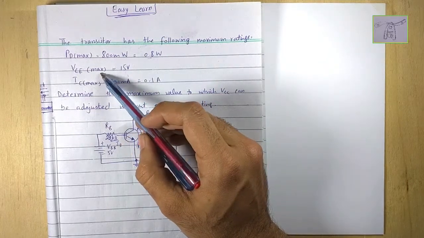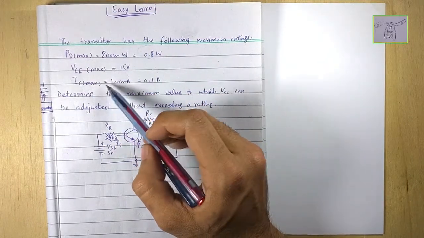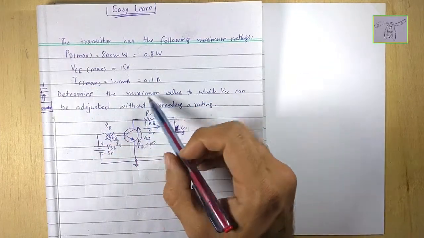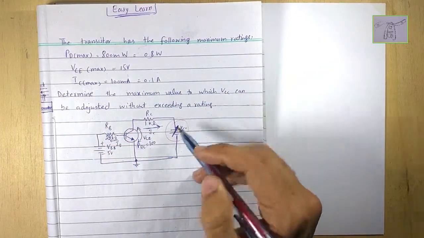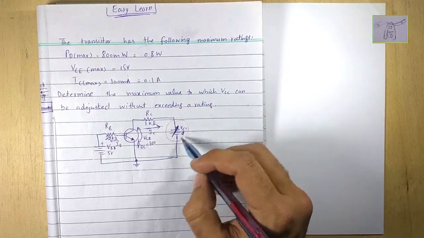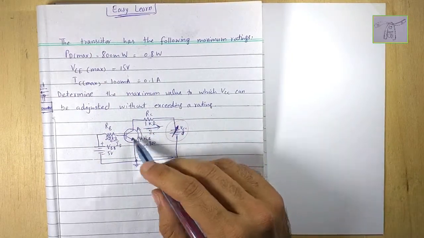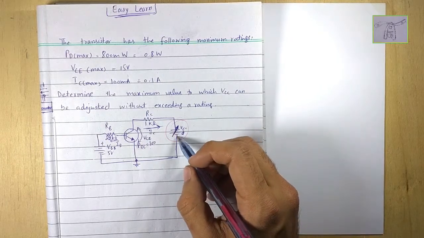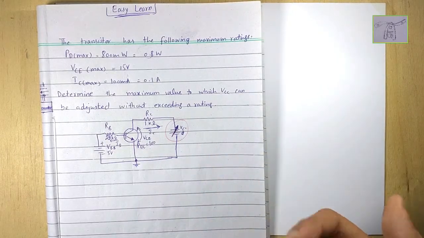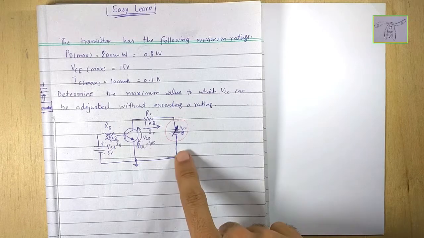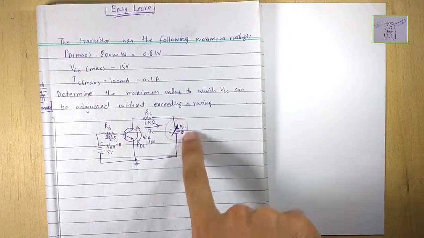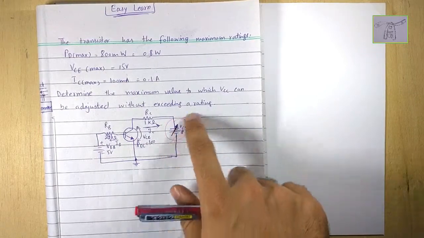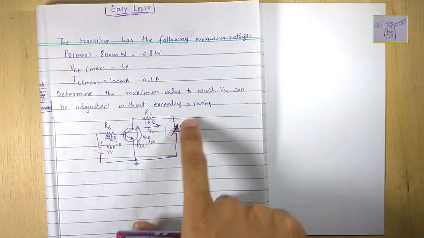This is also maximum, and the collector current, the maximum it can handle, is 0.1 ampere. Determine the maximum value of the VCC. What is the maximum biasing current for the collector to emitter side? This is a variable source, and we have to determine the maximum rating at which we can connect this voltage source here and replace this.